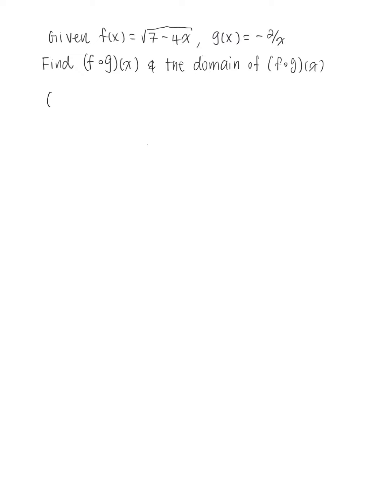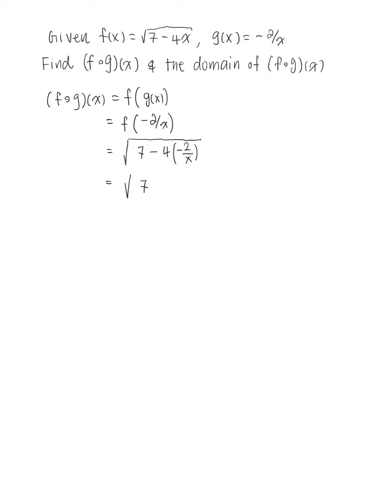So first, let's try to find f of g of x. Let me work this step by step. Here you're going to get f of g of x is negative 2 over x. So then here you're going to get square root of 7 minus 4 times negative 2 over x. So then this becomes the square root of 7 plus 8 over x. So that is the answer for f of g of x. I'm going to box that.